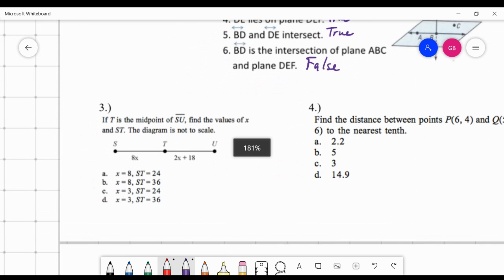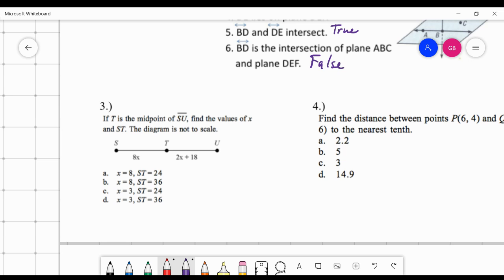Okay, number three. If T is the midpoint of SU, then these two are the same. Find the value of x and ST. So if they're the same, we could set those values equal to each other. Subtract 2x on both sides, and then divide by 6. So x is 3, and then ST, which is 3 times 8, which is 24. So the answer is C.